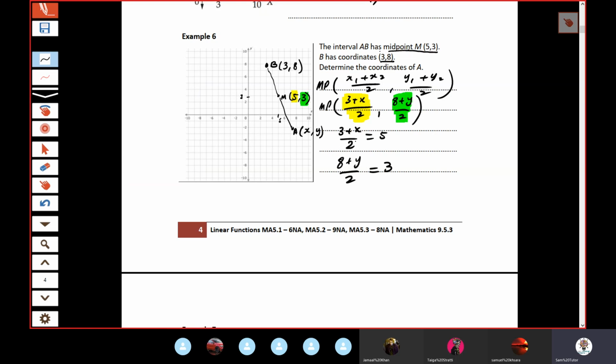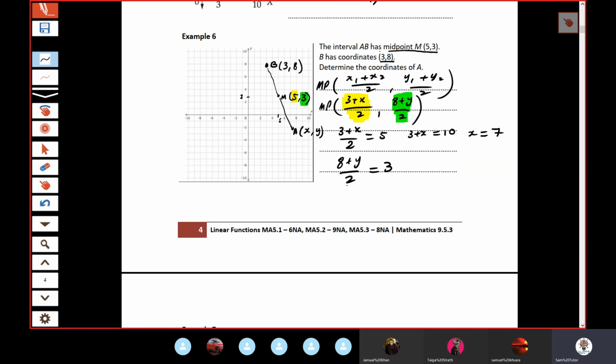And then all you're going to do at this stage is just some simple equations. So how do we solve for x? First you'll times it by 2. So you're left with 3 plus x equals 5 times 2 is 10. And then you're going to subtract your 3, which means x equals 7.